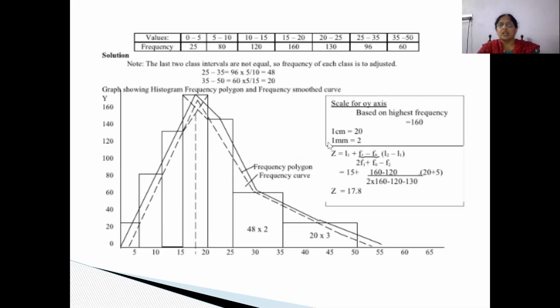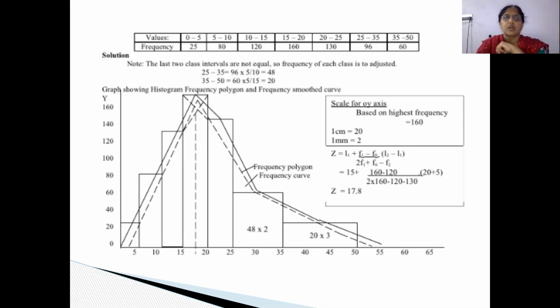Let us see the scale. 1 centimeter is equal to 20. Here we always have to show frequency. This is frequency, this is class interval. 1 centimeter is equal to 20, that is frequency. Because the longest one is 160, it would become very big. So if we take 20, we are going to finish up the problem in 8 centimeters on the graph sheet.